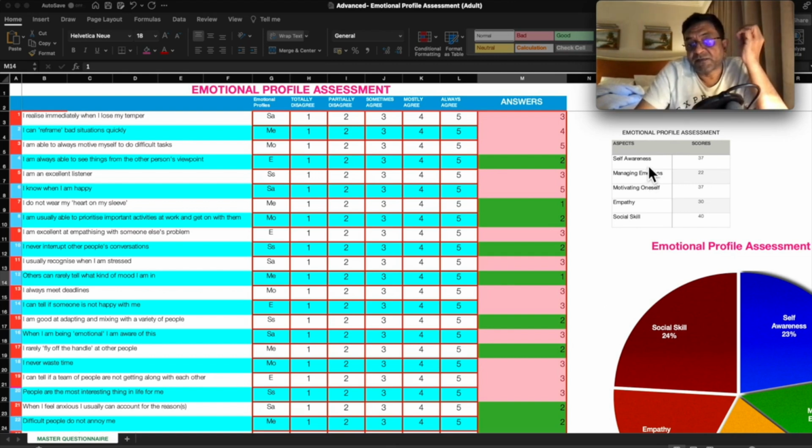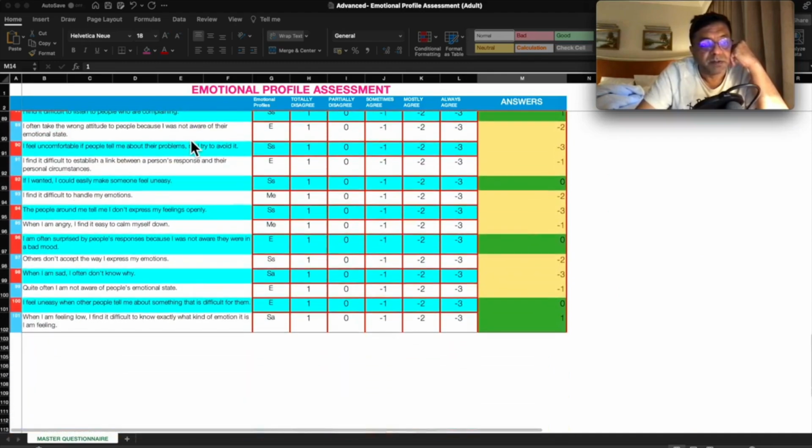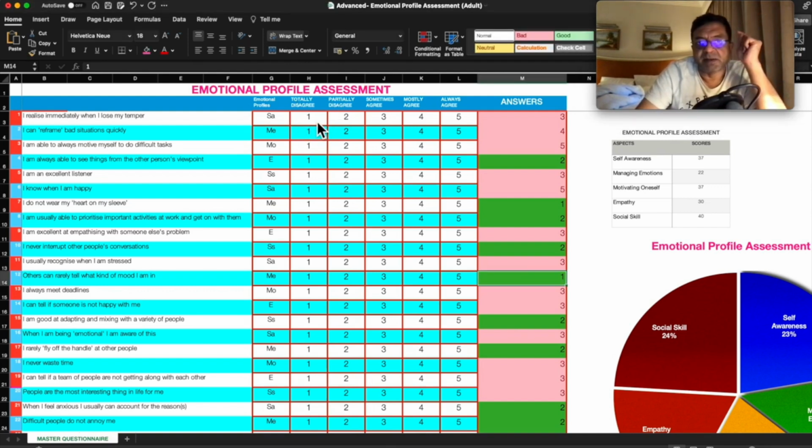So what are these 4 or 5 attributes? Self-awareness, managing emotions, motivating oneself, empathy, and social skill. These are the counts on which this test is being evaluated. So let's go to the worksheet. The worksheet has about 101 questions. This is not really a question as in multiple choice like the other ones in this playlist, but this is more about grading on a scale, right?